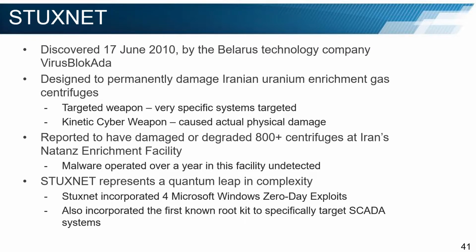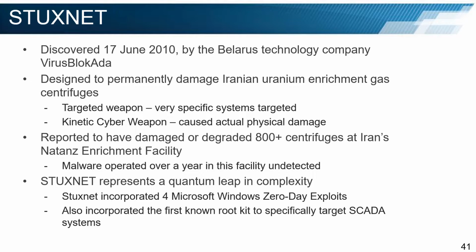STUXNET. The presumed target of the STUXNET worm was Iran's uranium enrichment program at the Natanz nuclear facility. Discovered 17 June 2010 by a Belarus technology company, VirusBlock ATA, STUXNET was designed to permanently damage Iranian uranium enrichment gas centrifuges. It was a targeted cyber weapon focused on very specific systems. STUXNET is the first known kinetic cyber weapon, a piece of malware which actually causes physical damage merely by manipulating data on the targeted systems.